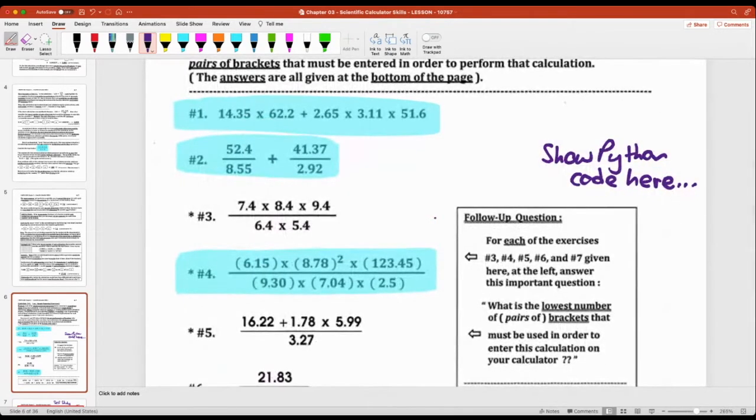Okay. All right, here you go. What I want you to do is just grab your calculators and see if you can do 1 and 2. This is going to be a very passive discussion on my part.